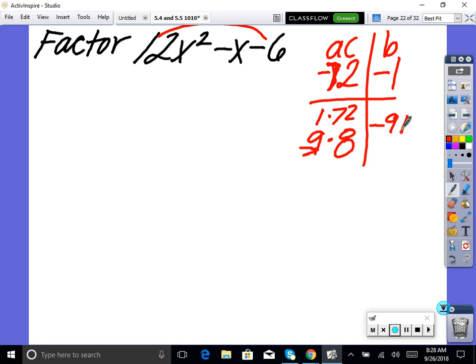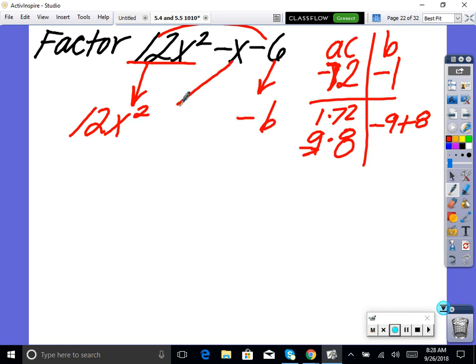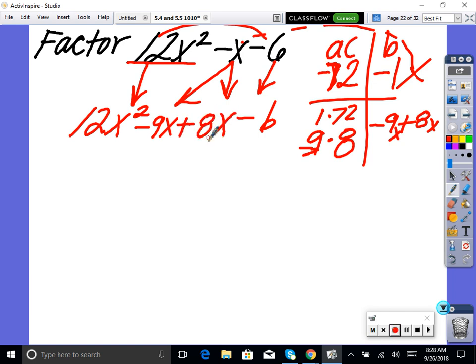Negative 9 plus 8. So now you'd say I cannot quick factor because the leading term's not 1. So I drop. So drop down 12x squared. Drop down negative 6, exactly as you see that. And then you're breaking down the middle term. Now remember, where is that related to? Right there, but with an x. So insert those in, and order doesn't matter. So minus 9x plus 8x. That's a 6.